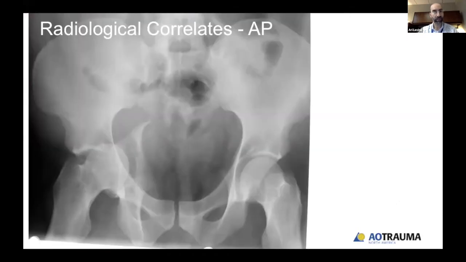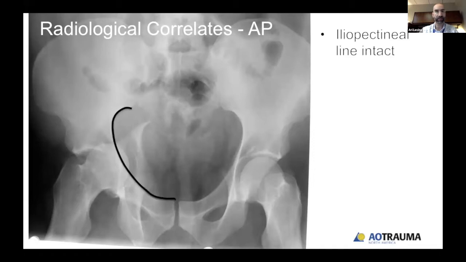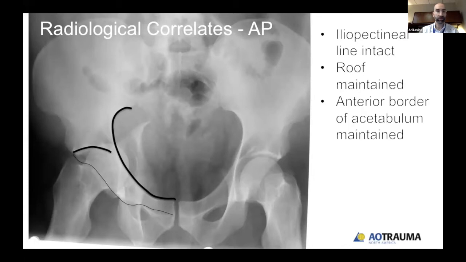Correlating these patterns on an AP view is really critical. And as we heard in Dr. Sims's lecture about the radiographic lines, we would expect that the iliopectineal line would remain intact, indicating the integrity of the anterior column. The roof would be maintained in its normal position. The anterior rim and anterior border of the acetabulum will be unaffected. The teardrop typically remains intact.